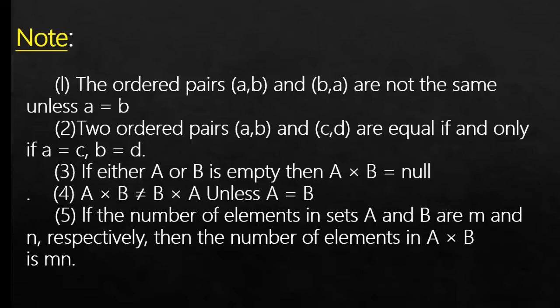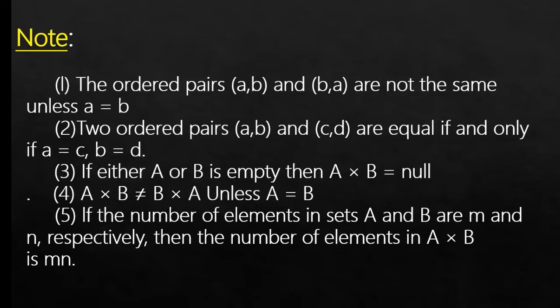Number five. If the number of elements in sets A and B are m and n respectively, then the number of elements in A cross B is mn. What does it mean? It means that if we have to find out the cardinality, or the number of elements, in A cross B, how can we find it? First, you need to know how many elements are there in set A and how many elements are there in set B. Then you can multiply them together to find out how many elements are going to be there in the Cartesian product.